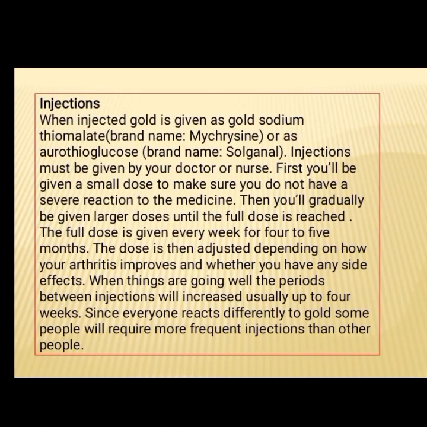Injections. Gold is given by injection, as gold sodium thiomalate or as another injectable form, and injections must be given by your doctor or nurse. First, you will be given a small dose to make sure you do not have a severe reaction to the medicine. The full dose is given every week for 4 to 5 months. The dose is then adjusted depending on how your arthritis improves and whether you have any side effects. When things are going well, the periods between injections will increase, usually up to 4 weeks.